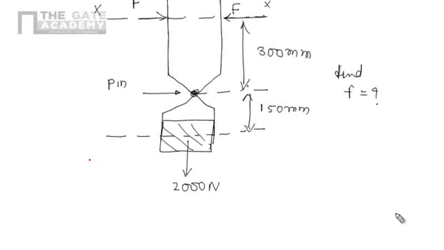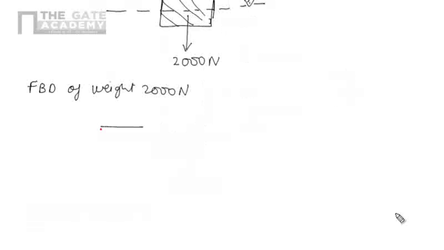If you see the diagram, then we can easily say that the system is in equilibrium, so we can apply the conditions of equilibrium. Before solving the numerical, on the basis of the conditions of equilibrium, we have to draw the free body diagram. So let's draw the free body diagram of the weight of 2000 Newton.